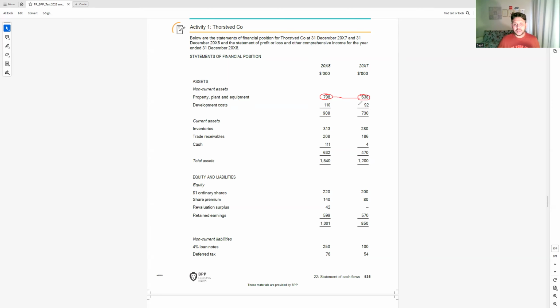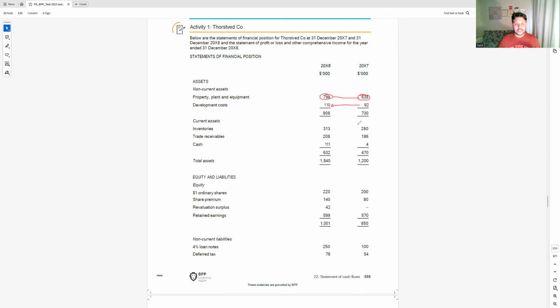Same thing for the development cost. We look at it the same way: 92 to 10 is an increase, so that means we spent more, an outflow. Then we have current assets. For this balance sheet template, we know how it works. We have non-current assets, current assets, non-current liabilities, current liabilities, and equity. At the end of the day, the balance sheet will match.